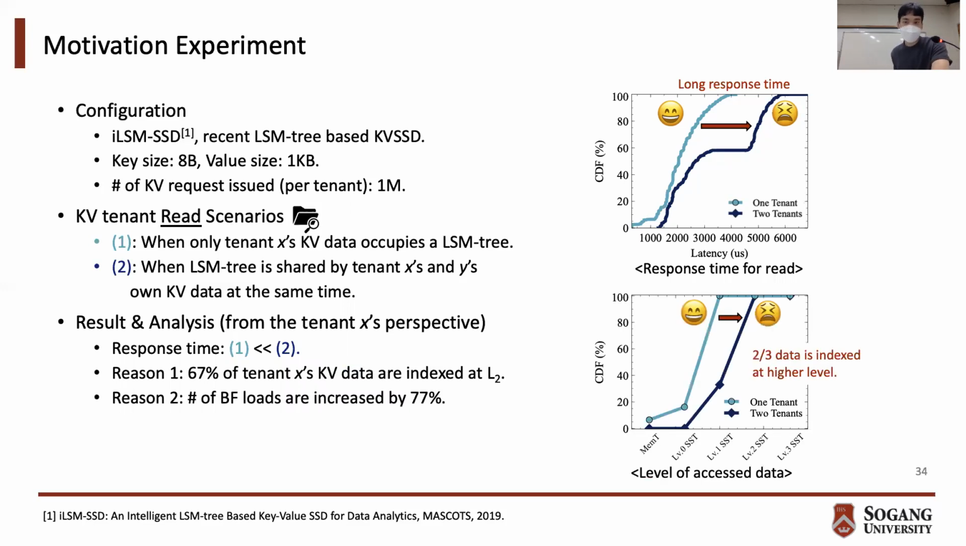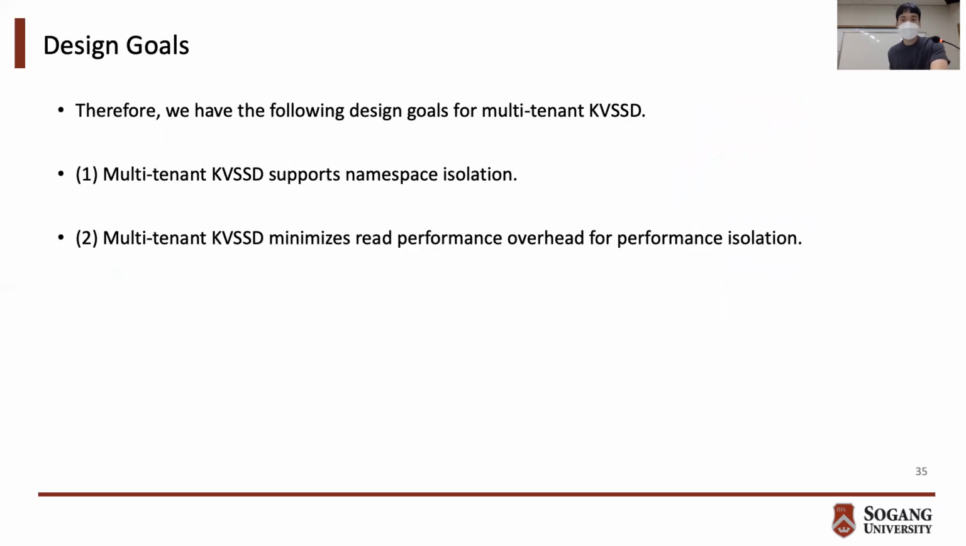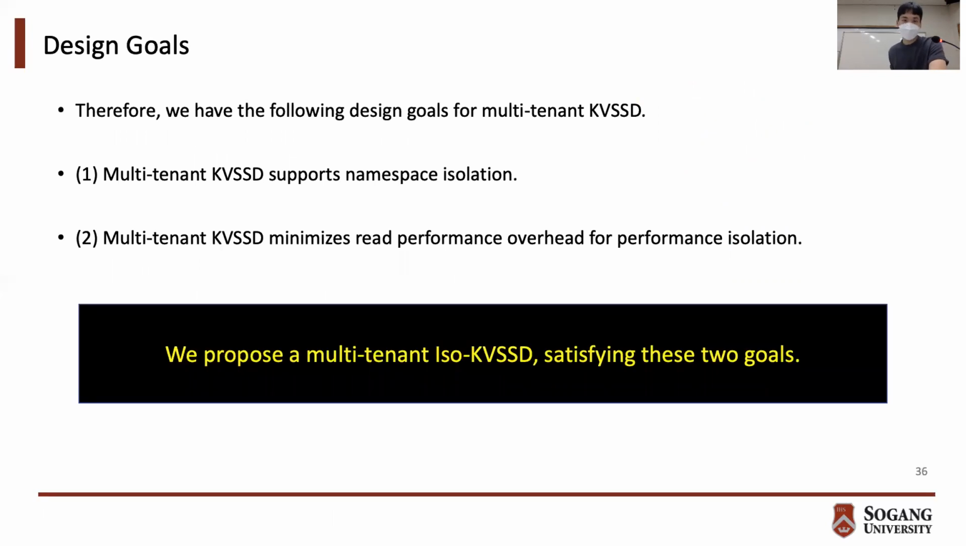The first reason is 67% of tenant access key value data are fed down to the next level of index. And second, the number of Bloom filter rows are increased by 77%. Therefore, we set up these design goals for multi-tenant key value SSD. First, it supports namespace isolation, and it minimizes the read performance overhead. To this end, we propose ISO key value SSD satisfying these two goals.